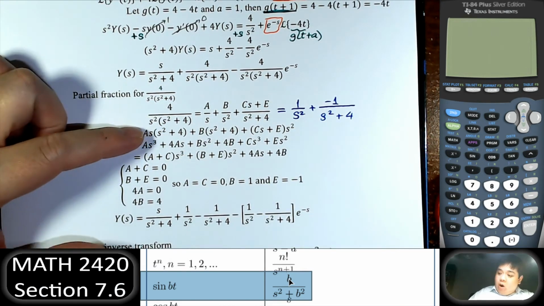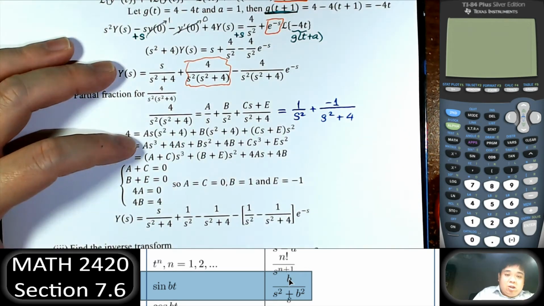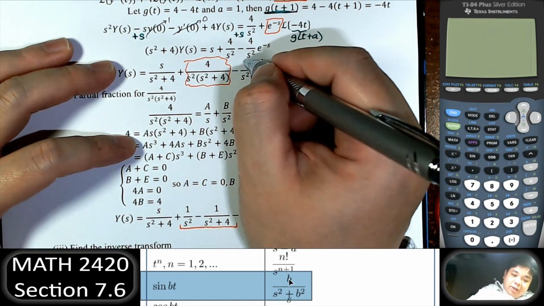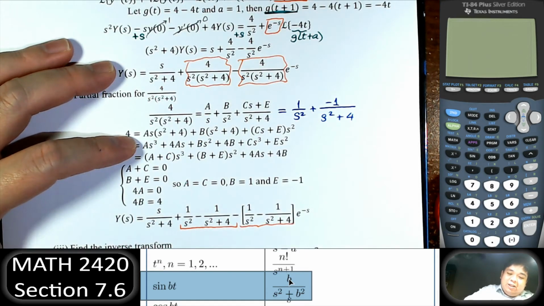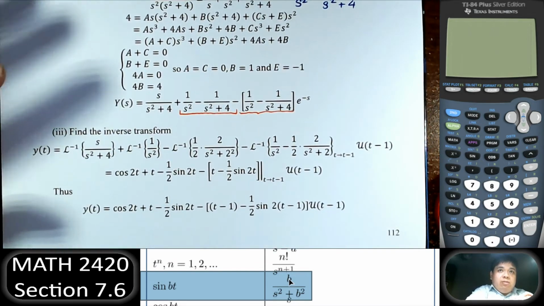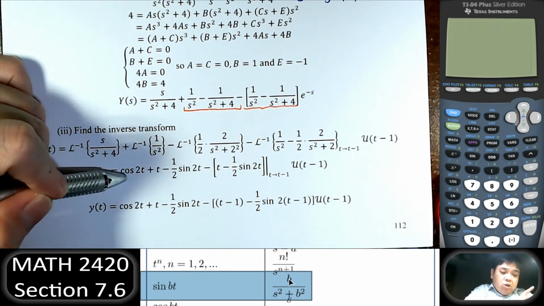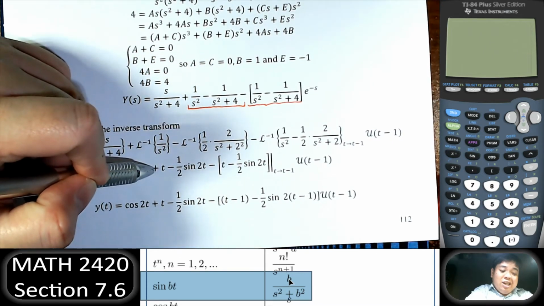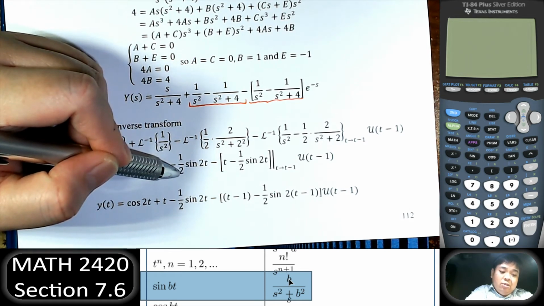In this case we have two parts. The first is 4 over s squared times s squared plus 4, decomposed into 2. Same thing here. Just happen to have 4, so that also here. And now find the inverse Laplace transform. Inverse Laplace transform of that, this is an odd function, so it will be cosine of 2t. Inverse Laplace transform of 1 over s squared is t. Inverse Laplace transform of this is negative 1/2 sine of 2t.